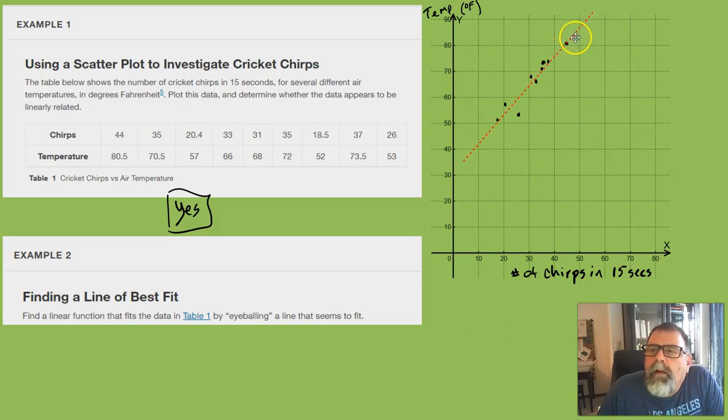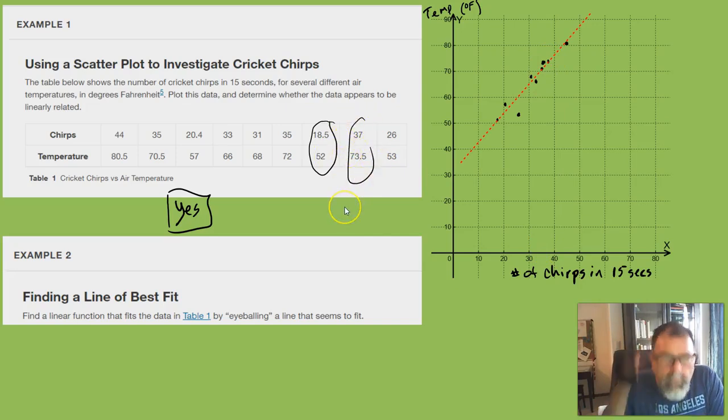All right, I want to eyeball it, and I said I want to go through this point and this point, so I can use those 2 points to come up with the equation of the line. This one was 18.5, 52, and the other one was 37, 73.5. So let's use these 2 points.